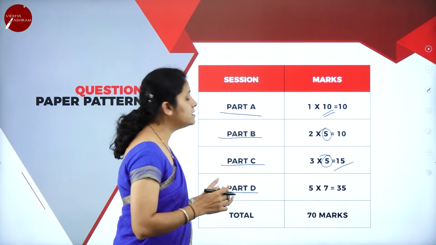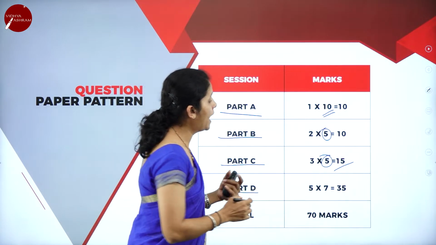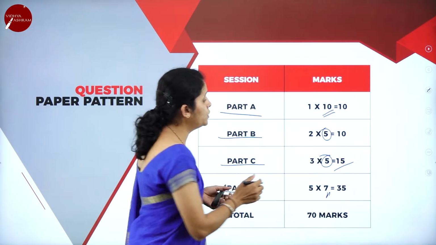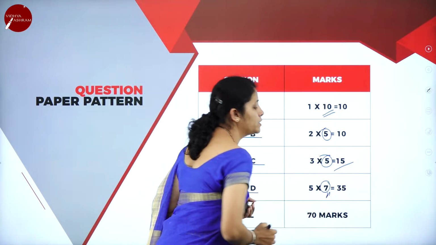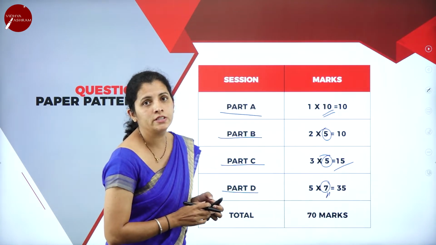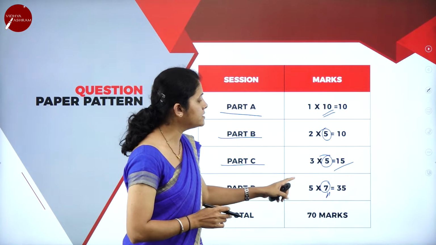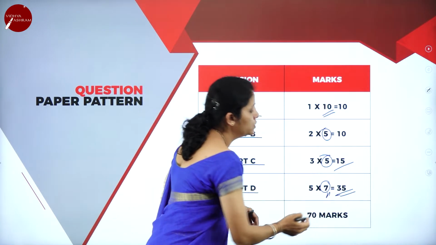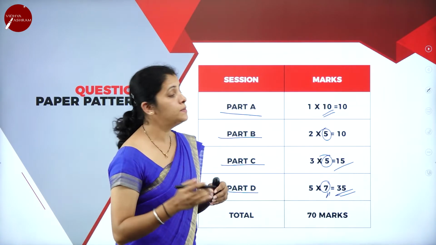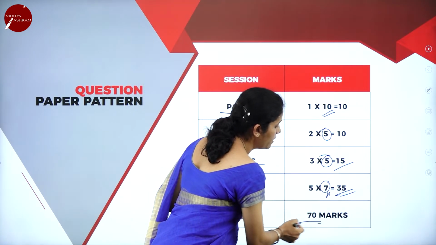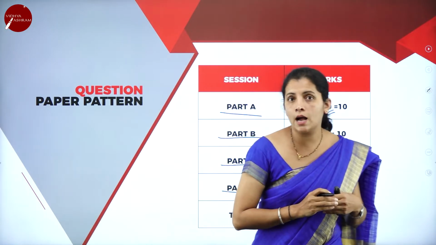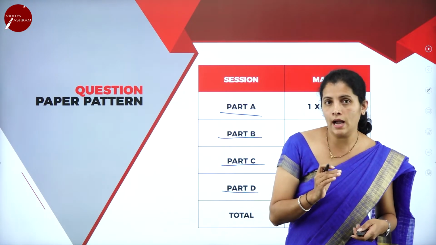And if I consider part D, I'm going to have 11 questions. Out of 11 questions, I'm going to answer any 7 questions, and each question carries 5 marks. That is 5 into 7, it is 35. So the total mark here is 70. That means I'm going to write the theory exam only for 70 marks.